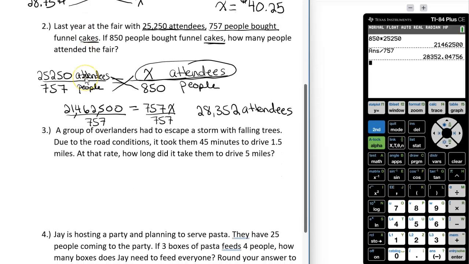All right, so looking at number 3, we have a group of overlanders who had to escape a storm with falling trees. Due to the road conditions, it took them 45 minutes to drive 1.5 miles. At that rate, how long did it take them to drive 5 miles? Two units. I have one complete ratio and one ratio that's missing something. And that tells me I need to set up a proportion.